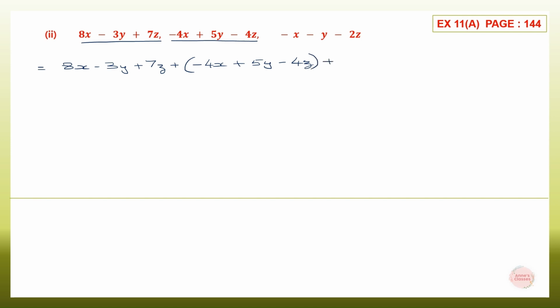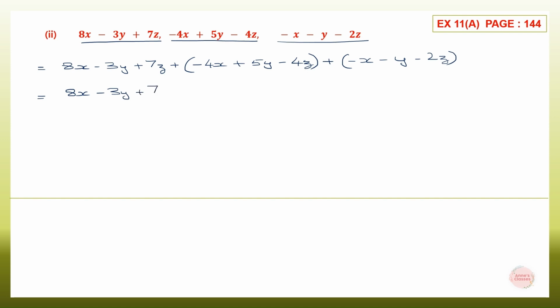Again, we're going to add the next polynomial, so that is minus x minus y minus 2z. Now let's open all brackets. When you remove the brackets, there's a particular rule to follow. Let's do it carefully. Here we can write as it is.